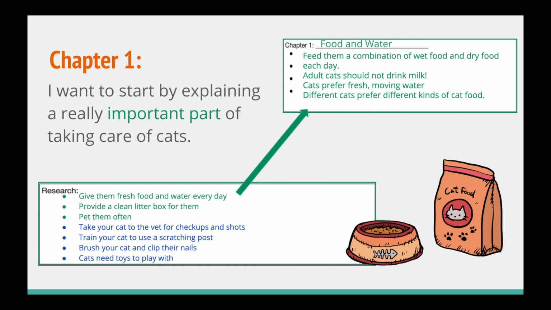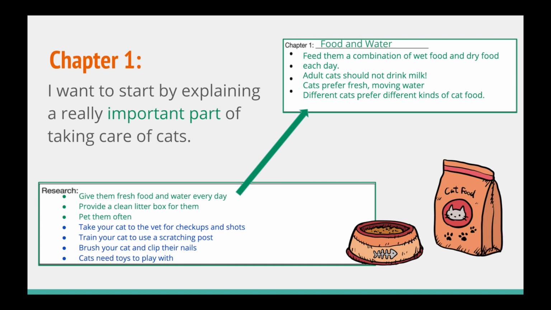I made my chapter title, Food and Water, and then I thought, what kind of facts or details would go under that? I used my own brain, and then I also did some more research online. I found out that you need to feed cats a combination of both wet food and dry food each day, that adult cats should not drink milk, that cats prefer fresh, moving water, and that different cats prefer different kinds of cat food.